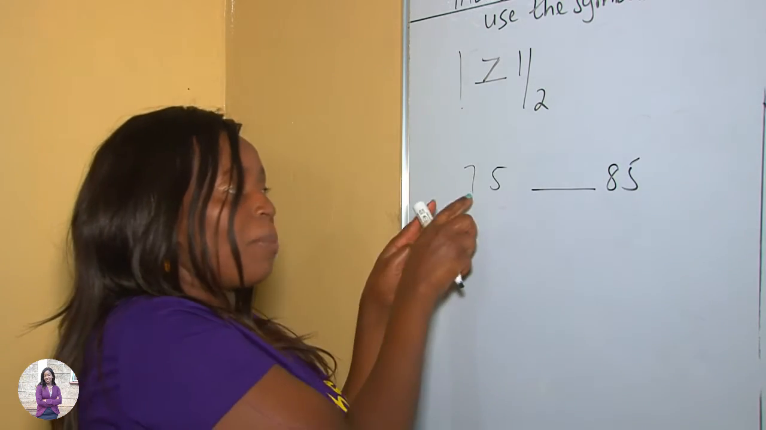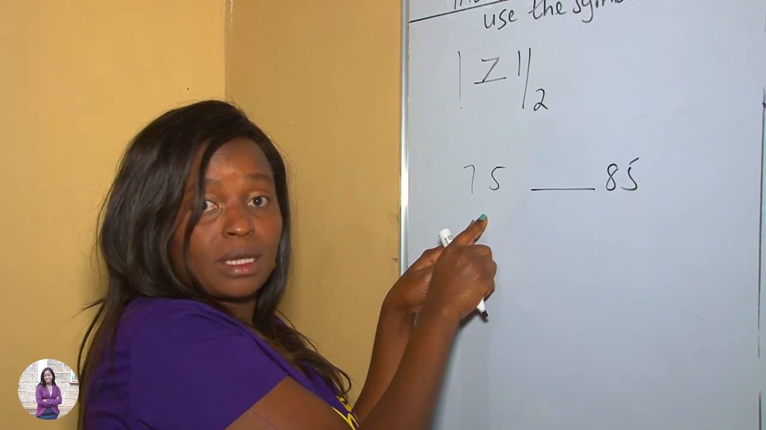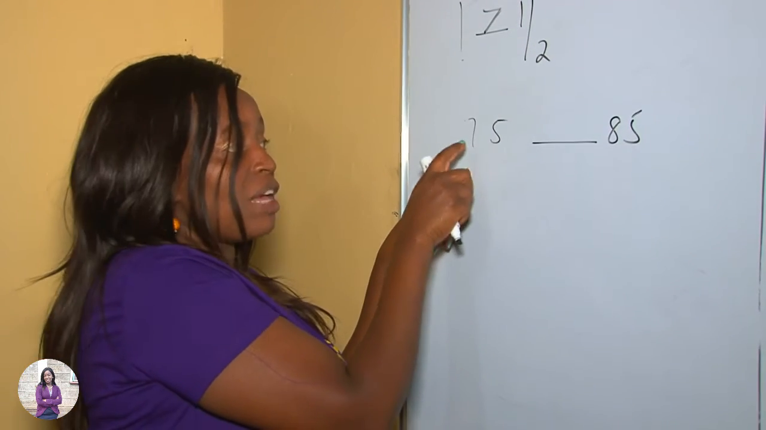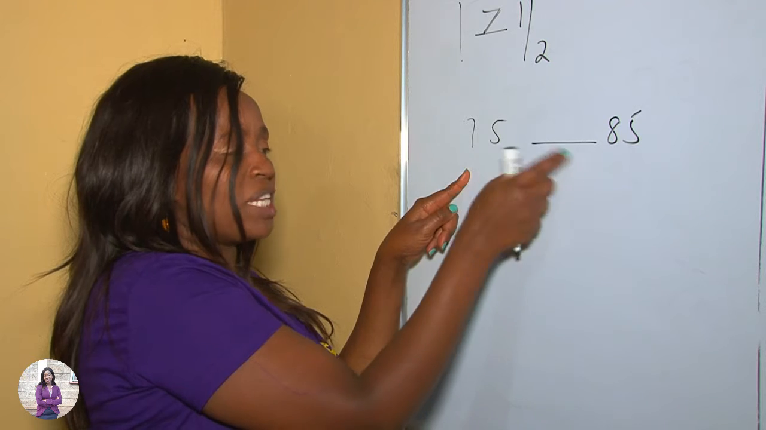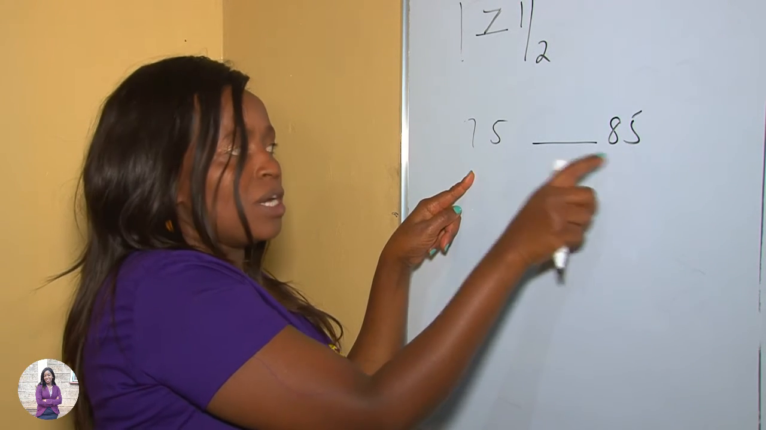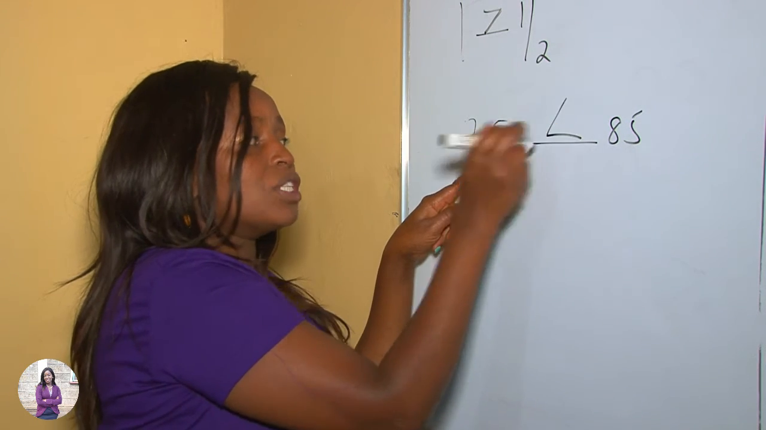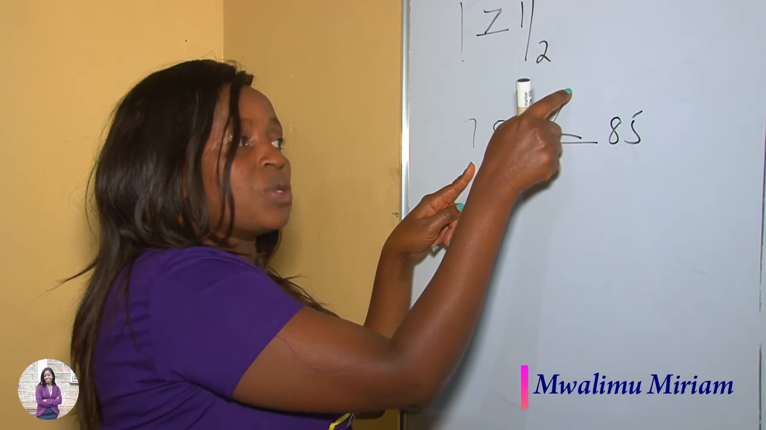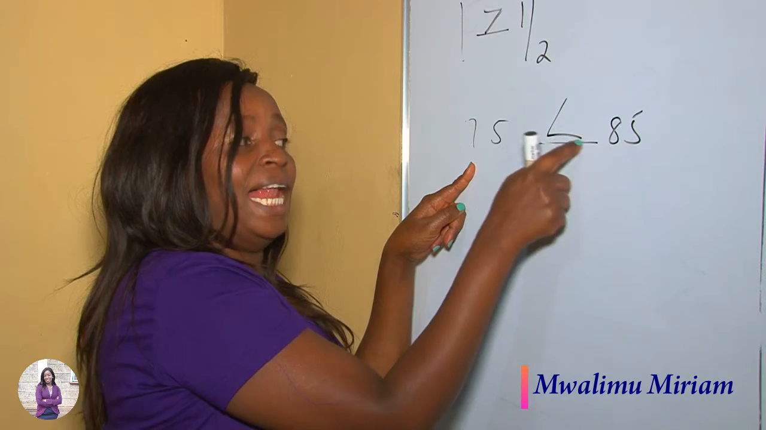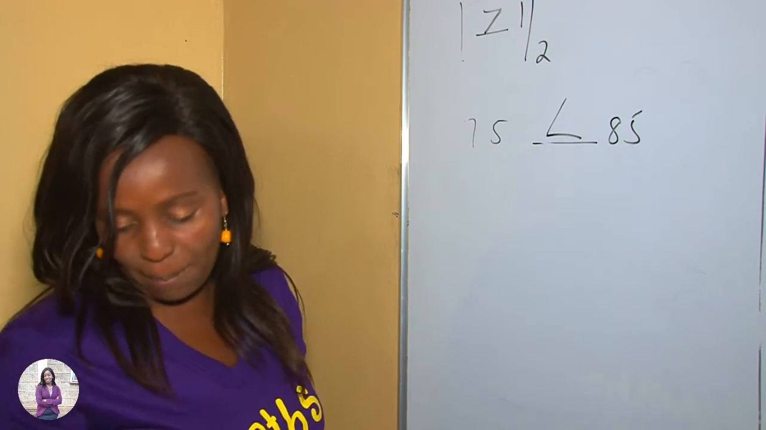75 and 85. If you compare 75 and 85, we normally use the first one when comparing. So we look at the first one, 75 and 85. Which one is bigger? So 75 is less than 85. So which symbol represents less? It is this symbol. So 75 is less. As you can see, this symbol is like the letter L. L for less than.